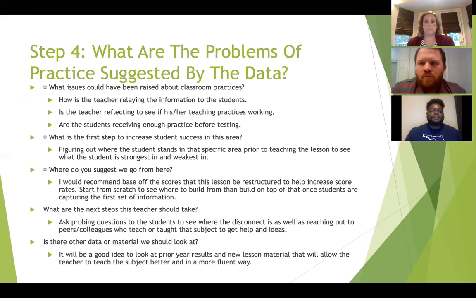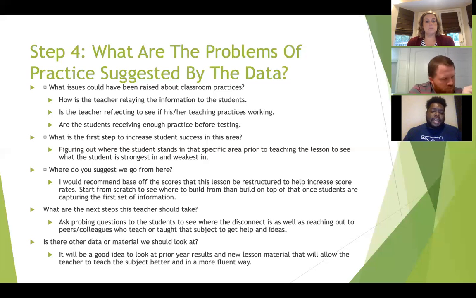I should not put much of my time on this part, but let's go back and put more info parts that they did not know. So there was a lot of time spent understanding what the first step she needs to do to help increase her student success. Where do you suggest we go from here?